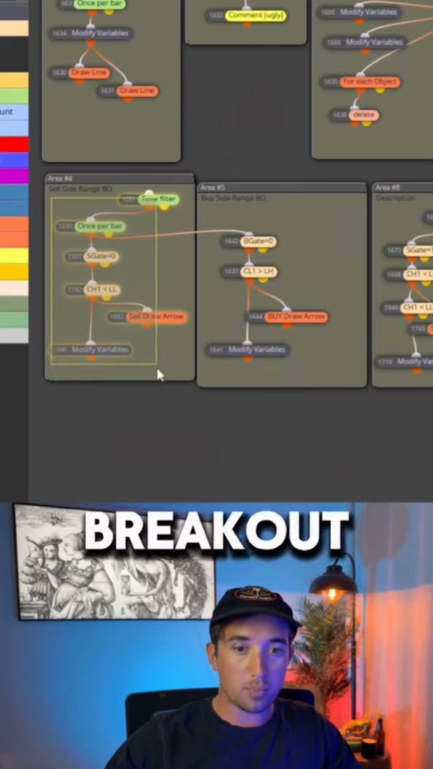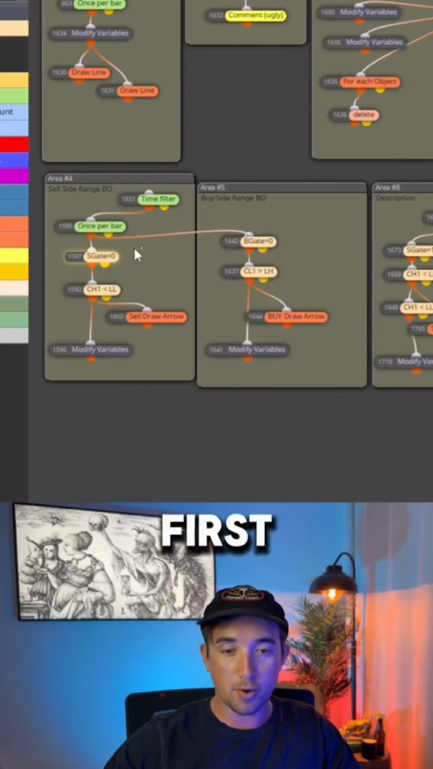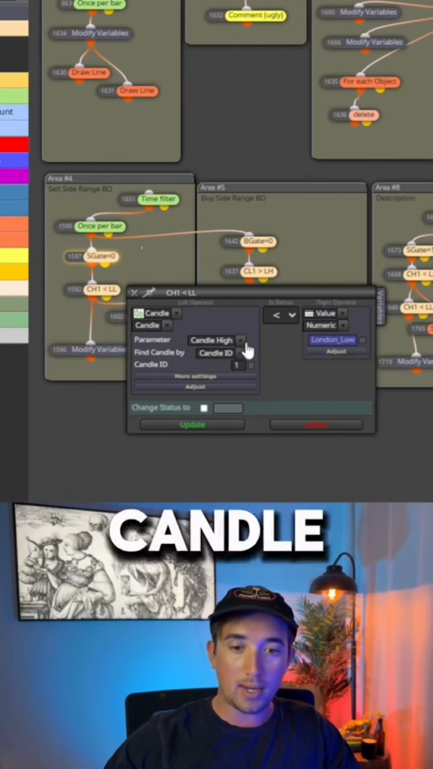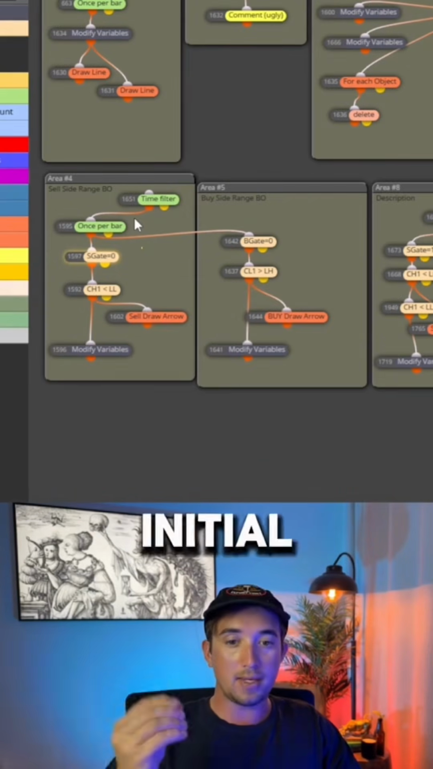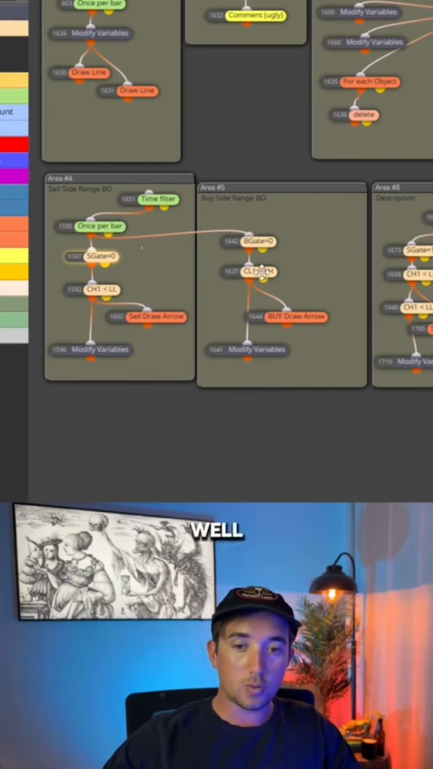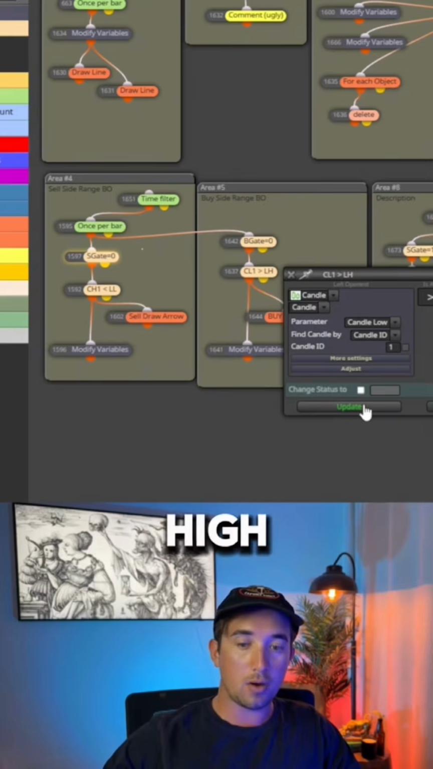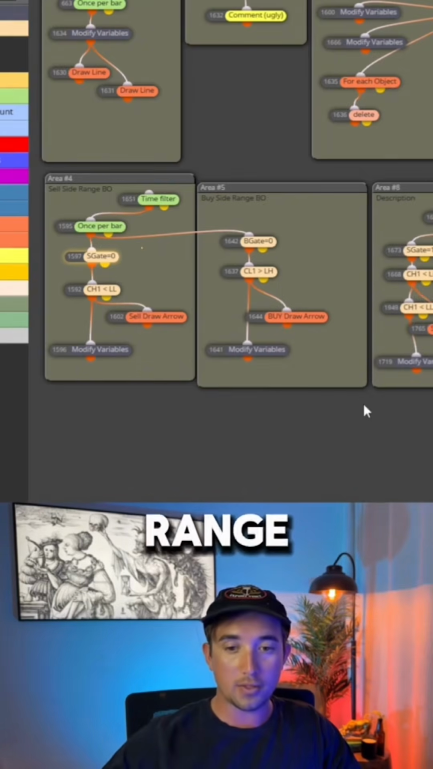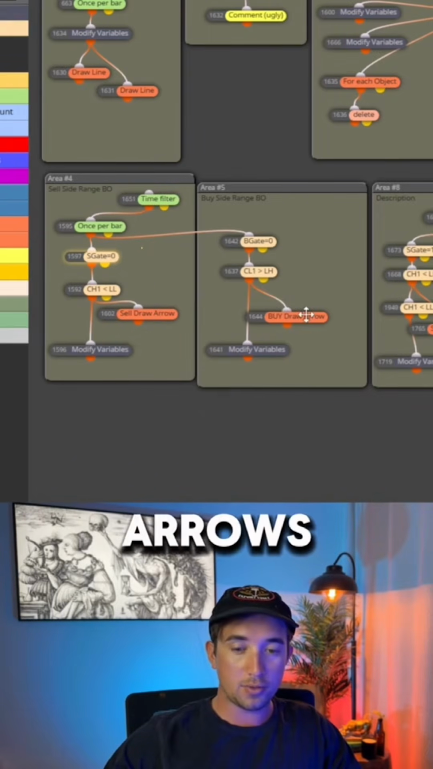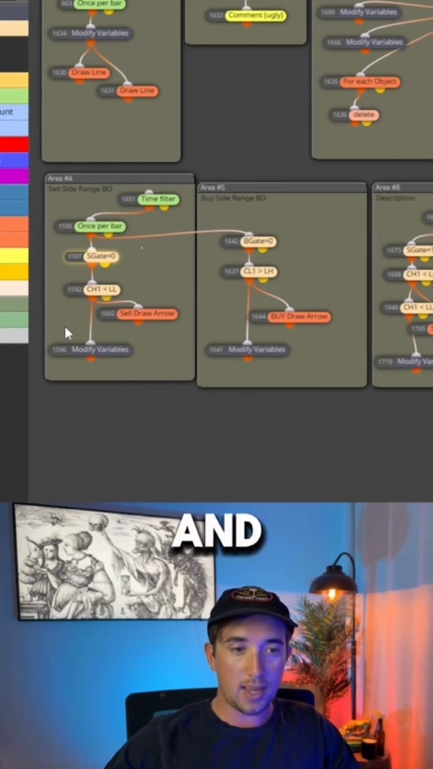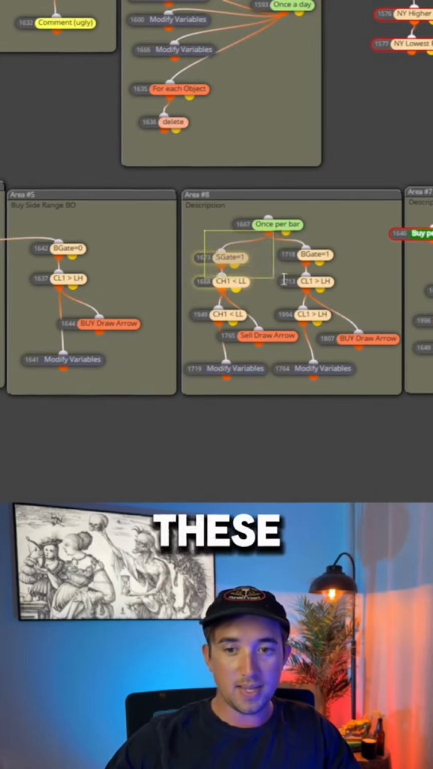Sell side range breakout. So we're looking firstly for the gate to be 0 because it's the first stage of the strategy. We want a candle high below the London low. So we're looking for that initial breakout, as well as for the buy side, where we want the low to be above the London high, so an actual breakout of that range low or high. Once that's been done, we can draw our arrows showing that that stage is completed, and then we close our gates so that once this gate is closed, these gates can now open.